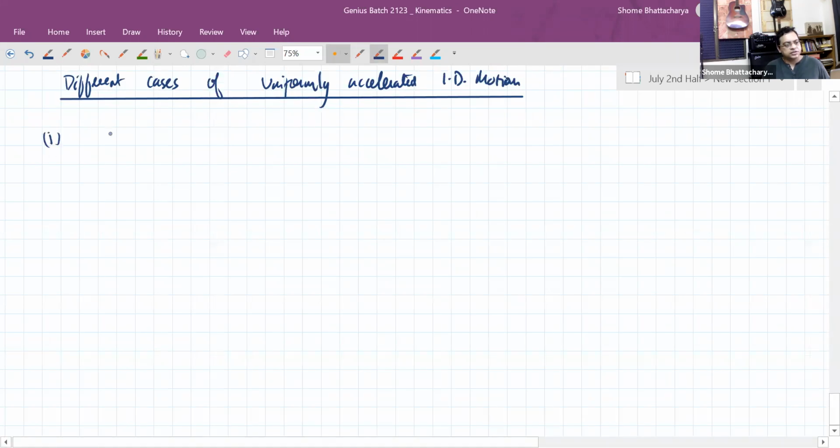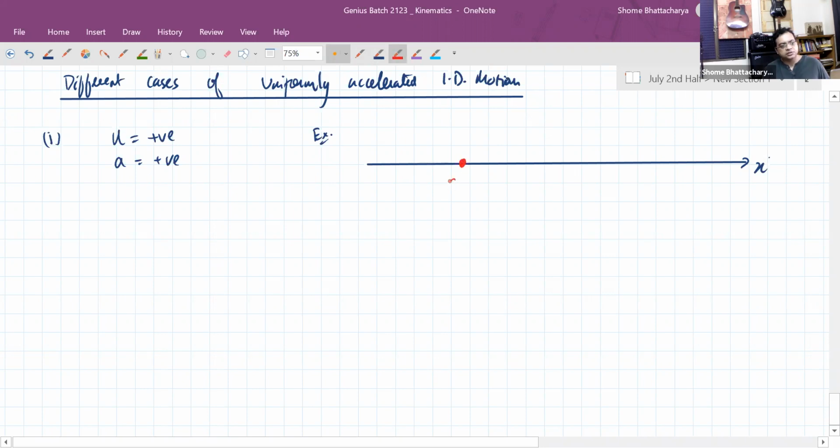So the first case is when U is along the positive direction and A is also along the positive direction. An example of that would be, suppose this is our axis of motion, and a particle starts from this position with an initial velocity U, which is in this direction, and with a uniform acceleration A, which is also in this direction. Suppose it started with a U of 10 meters per second and an A of 2 meters per second square.